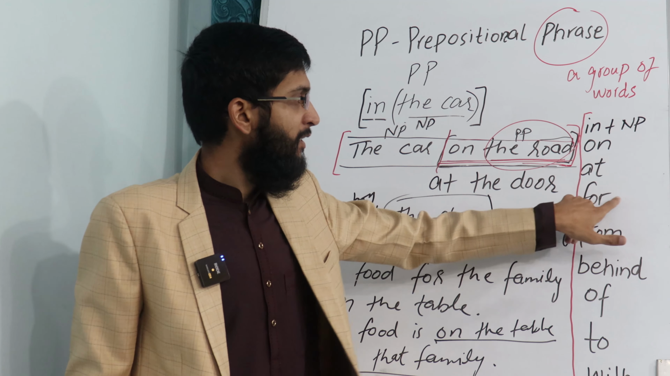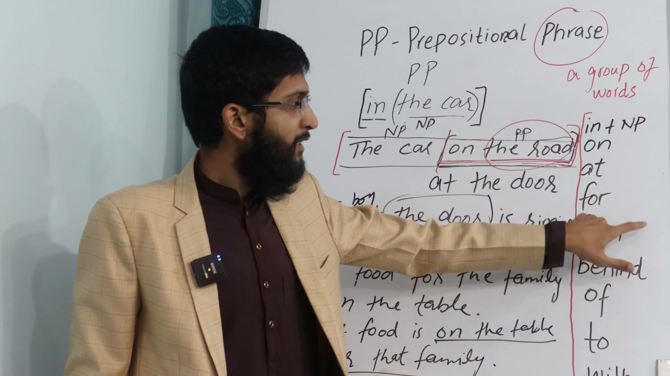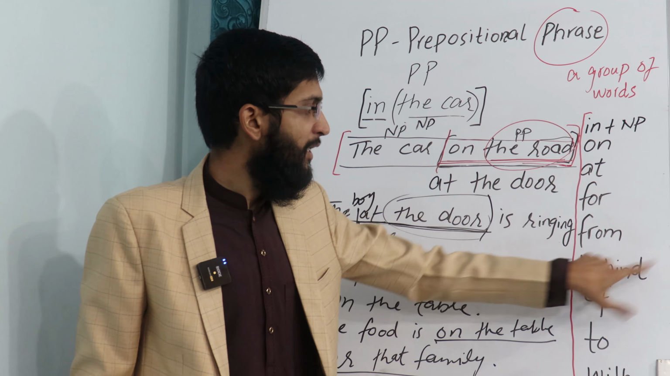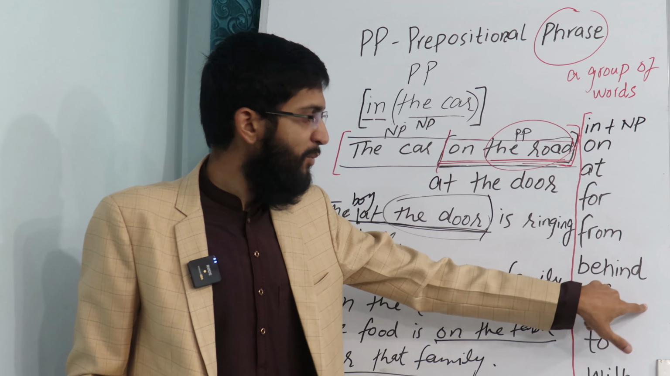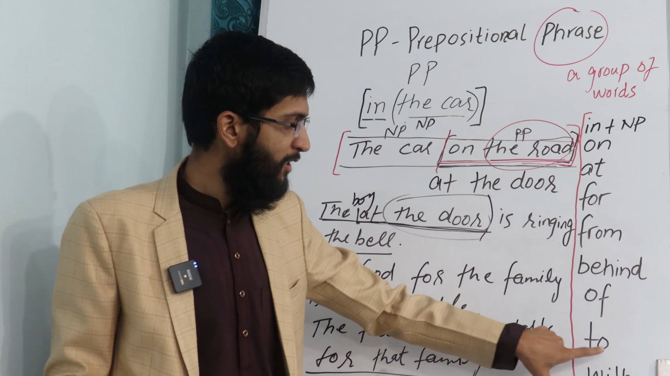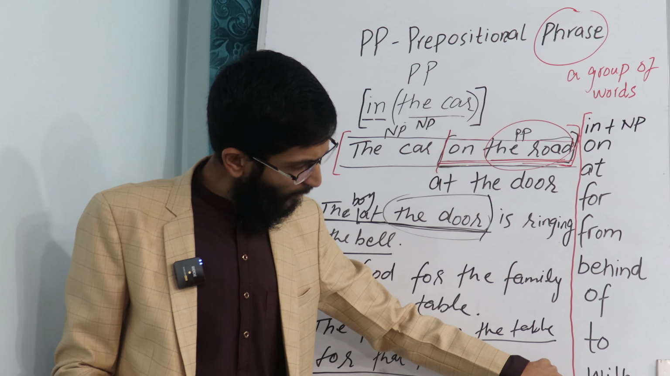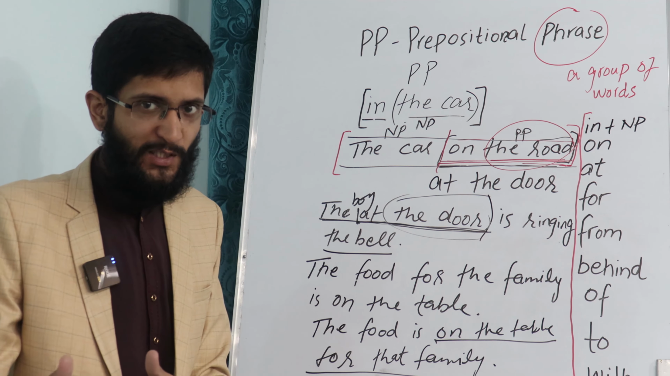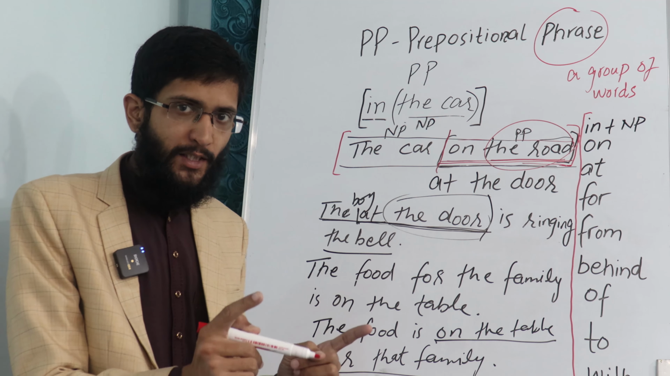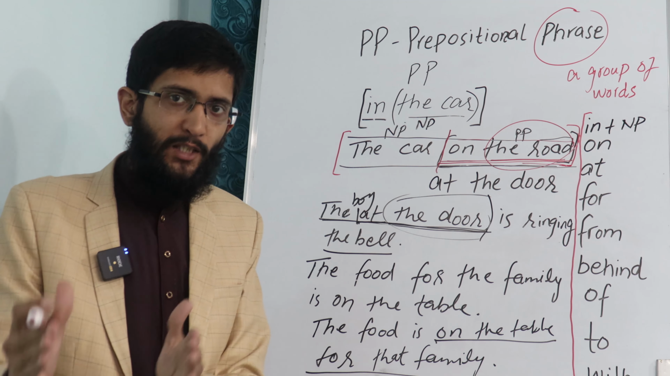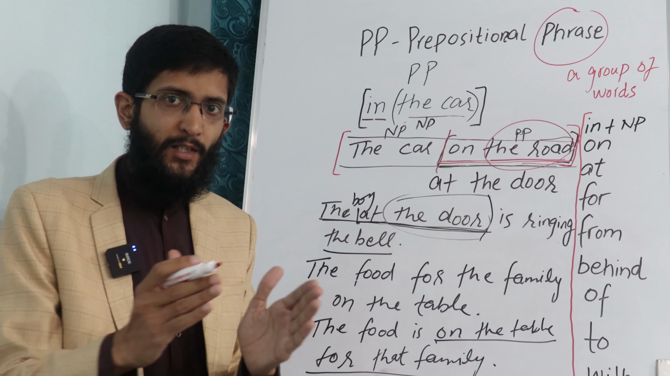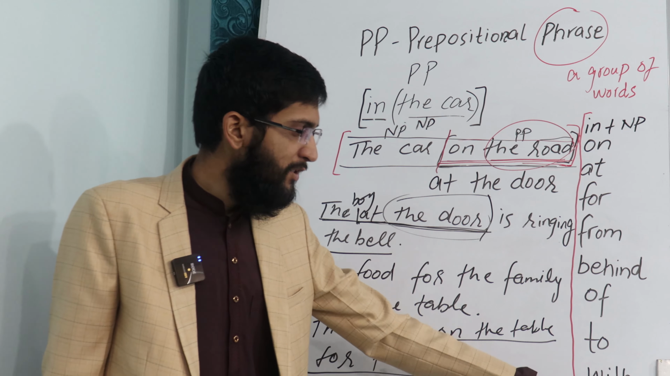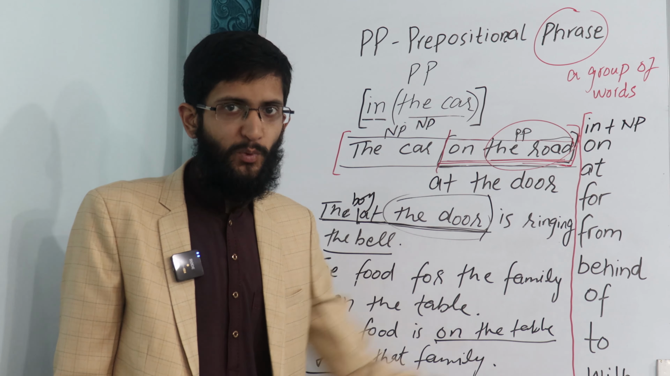the door, at the door, the family, for the family, the city, from the country, the tree, behind the tree, the book, of the book, like the chapter of the book, to that man, with an amazing methodology, the lecture with an amazing methodology. So with is a preposition, the lecture, with the methodology, with an amazing methodology. So you can use with to make any prepositional phrase.